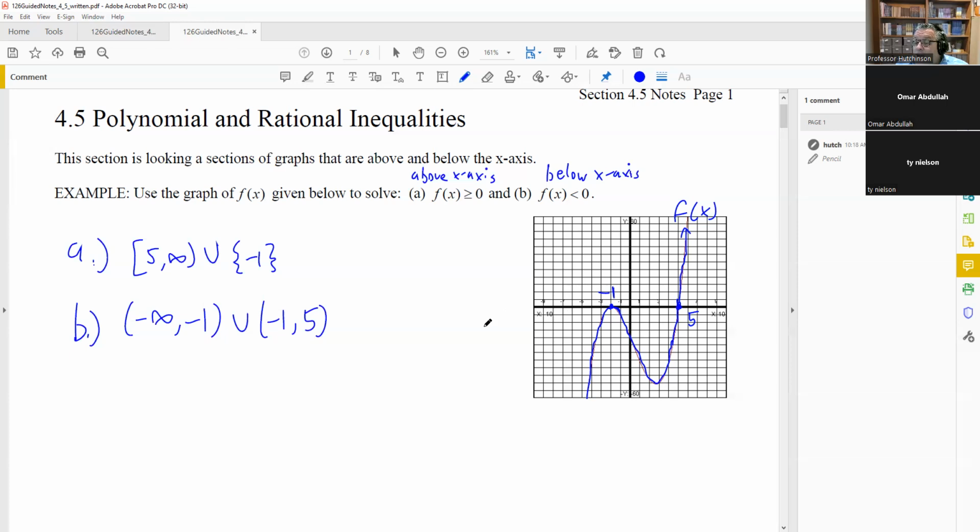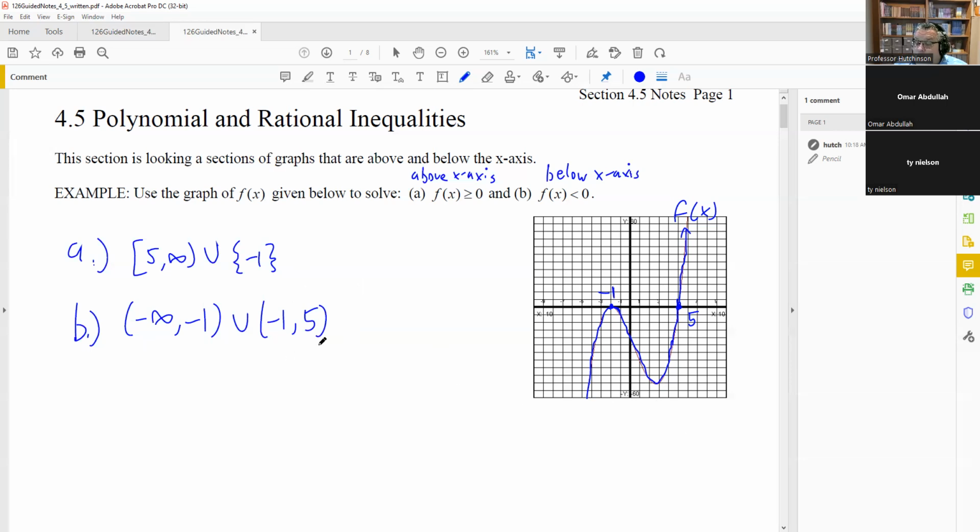So for all the x values from -infinity to -1, the graph is definitely below the x-axis. I'm skipping over the -1. I'm not going to include -1, but then between -1 and 5, the graph is below. And again, I'm using a parenthesis here because I don't want to include the 5, because the 5 was already included up above in the greater than or equal to 0. So this is going to be your answer, just reading them directly off of the graph itself, and that's what we're doing there. Okay, so those are your answers.